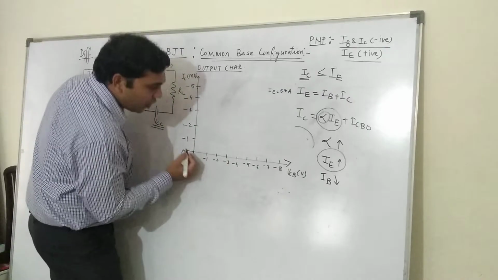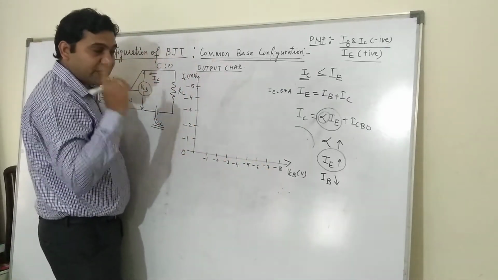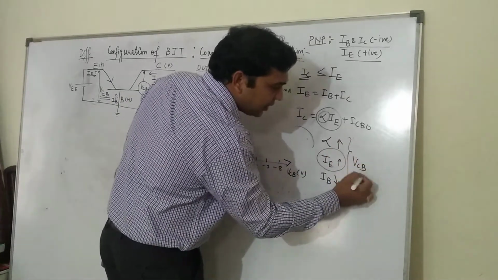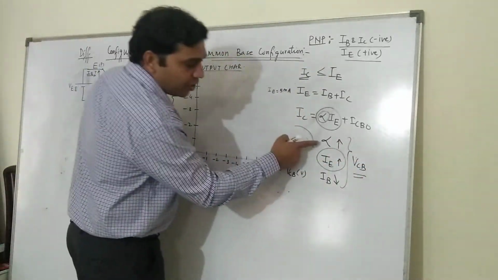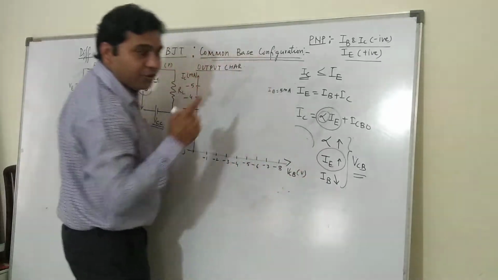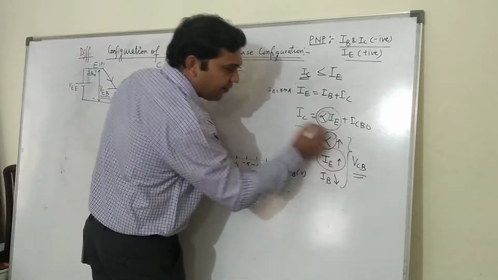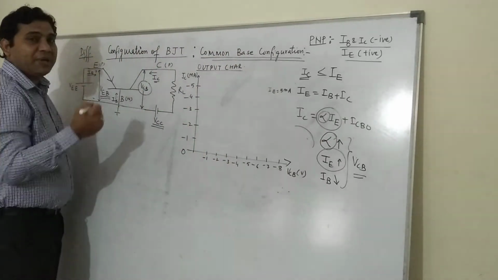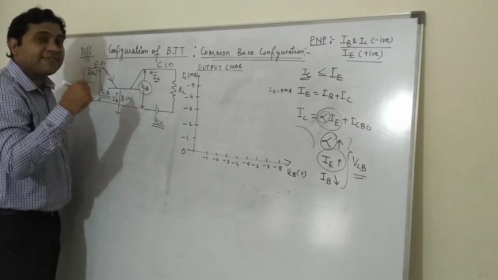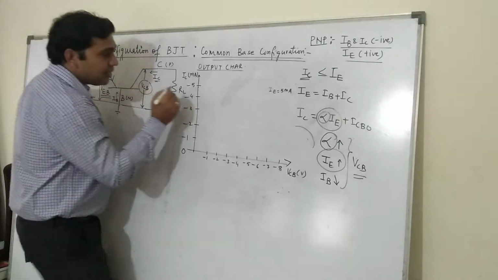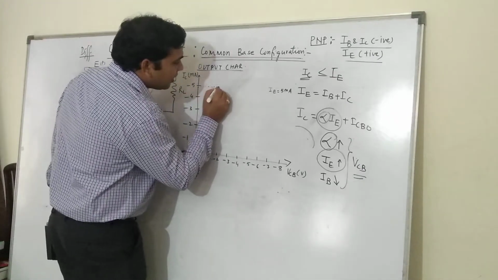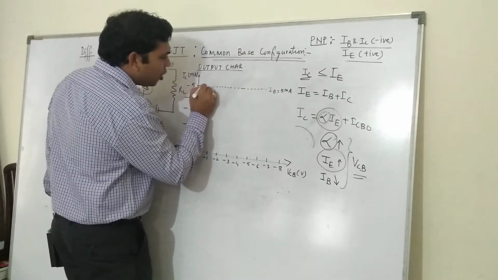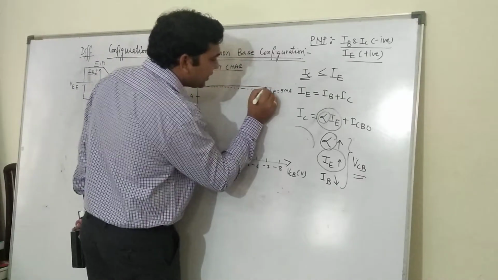And then if you are increasing VCB, what do you expect? Because here I have already written that if you increase VCB, these are the things you expect. Alpha is going to increase, IE is going to increase, IB is going to decrease. Because at the collector you are getting a part of the emitter current, and that part is defined by alpha. So if alpha is going to increase, this point has to increase like this, and it will reach from 4.9 to 5, let's say.